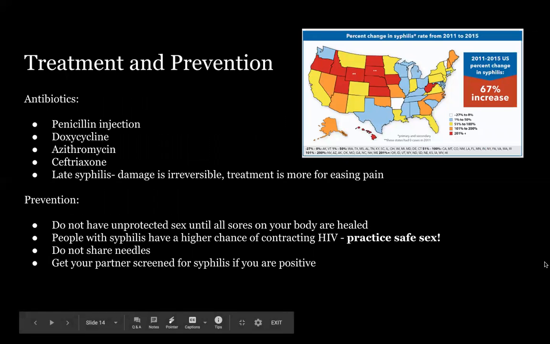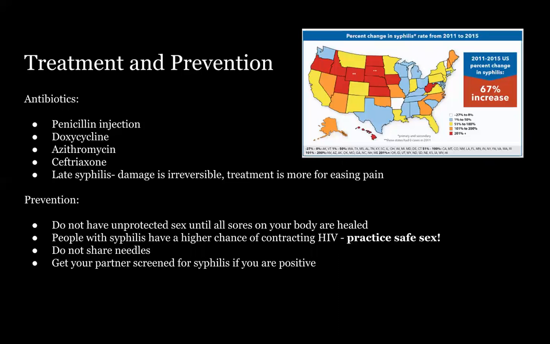Treatment and prevention. The main medication to treat syphilis is through the use of antibiotics. The most widely used antibiotic to treat syphilis is the penicillin injection. Doxycycline, azithromycin, and ceftriaxone are all used if the host has an allergy to penicillin. They're used as alternate antibiotics. Late syphilis. Unfortunately, in cases where syphilis reaches the late stage, damage is irreversible, and treatment is more for easing pain.